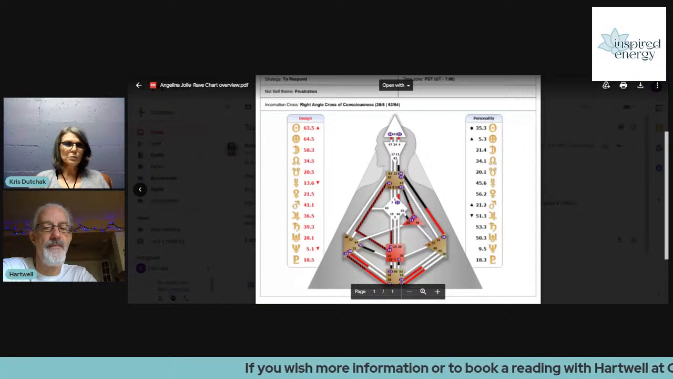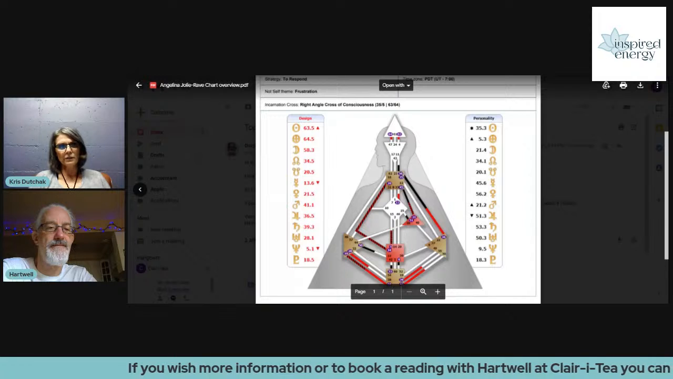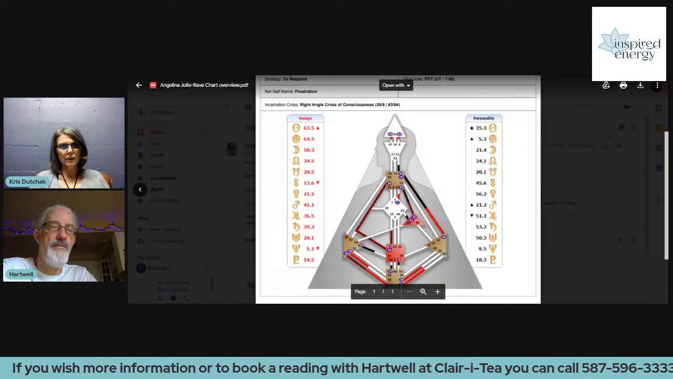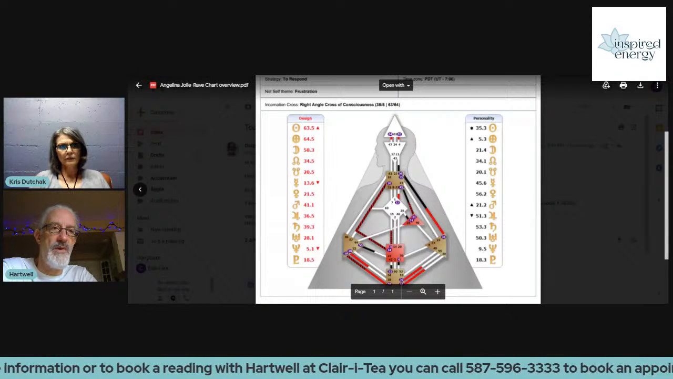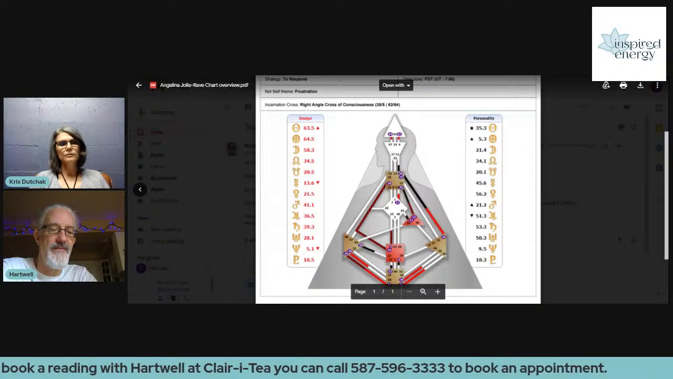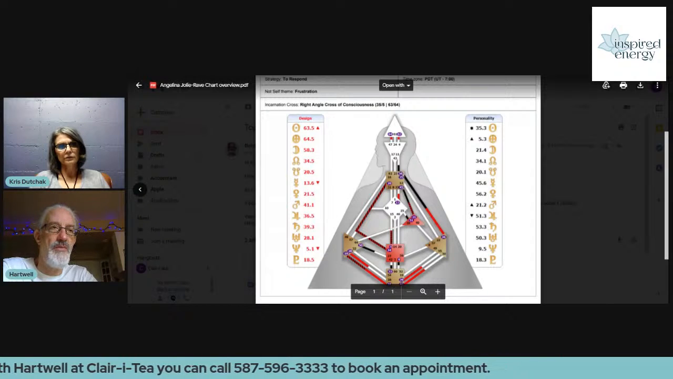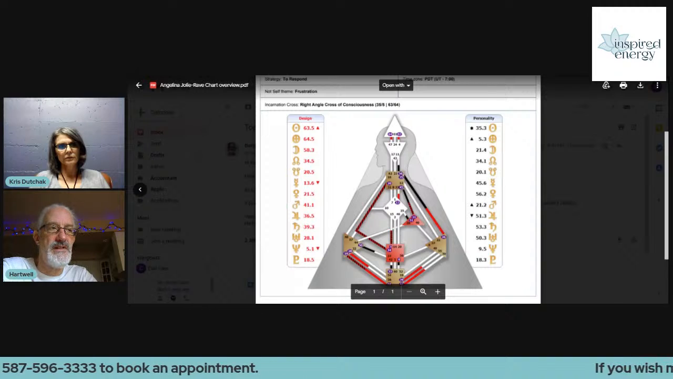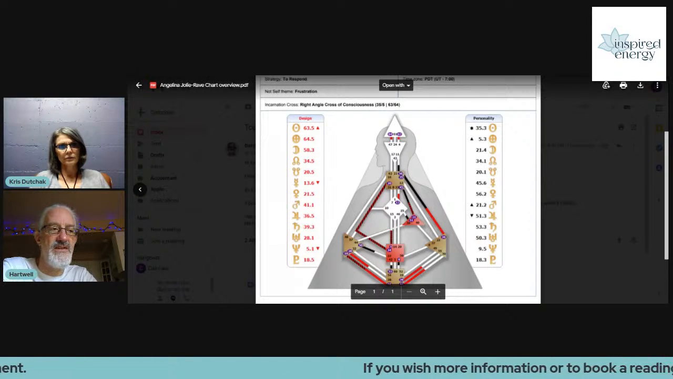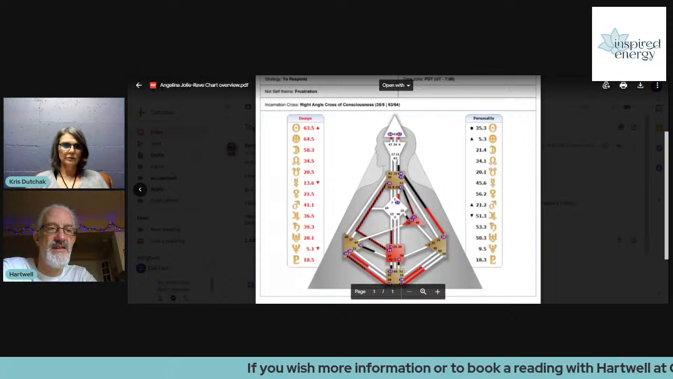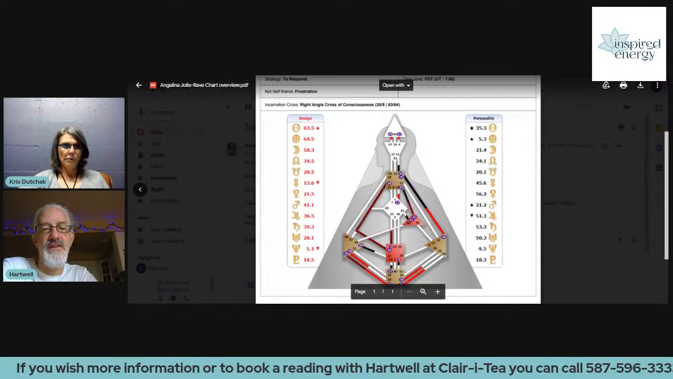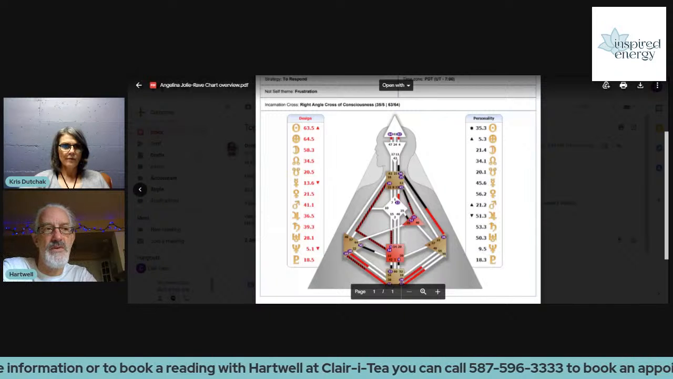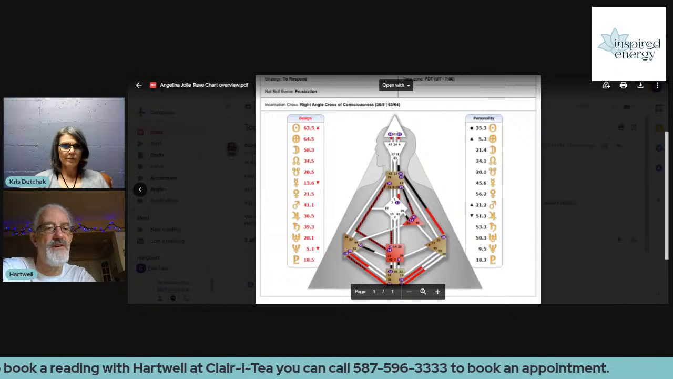Right. So where are we most vulnerable? We are most vulnerable in the places where we are undefined. So we're more sensitive there, and therefore we're more vulnerable. And the undefined centers, they reflect and magnify the environment around them. So there's a mirroring effect, but there's also a magnification effect.